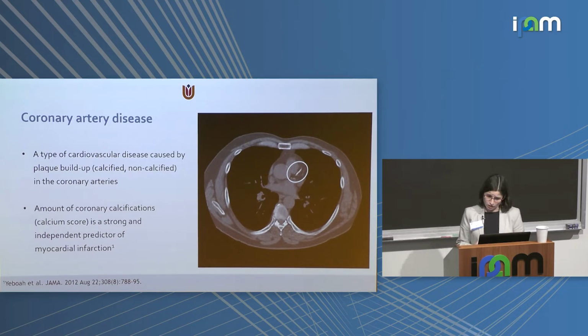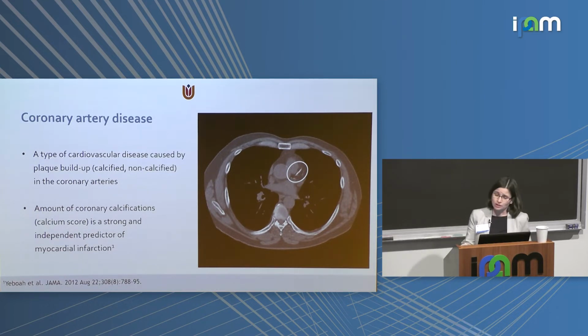Calcified plaque is important. Well, both of them are important, but calcified plaque is important because its amount in the coronary arteries, called the calcium score, is a strong and independent predictor of myocardial infarction. This means that it predicts risk of heart infarction better than all traditional risk factors combined, and independently of traditional risk factors, and those are age, sex, increased blood pressure, high cholesterol levels, and several others.